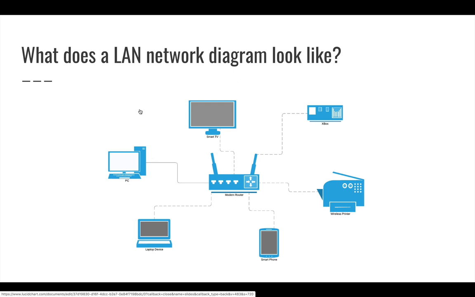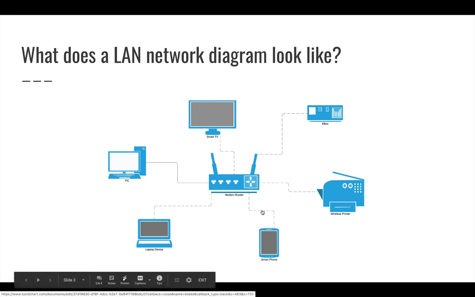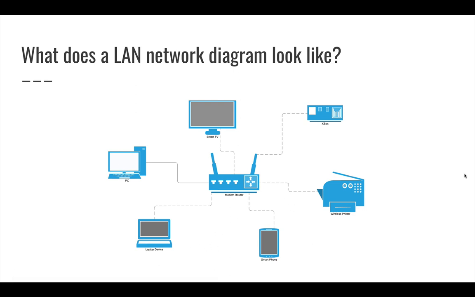So if this is my LAN network diagram for my home, what I'm saying here is that I have a modem router. These are my 1, 2, 3, 4, 5. I only have 5 devices on my network. My smart TV, my Xbox, my wireless printer, my smartphone, and my laptop are all connected to the modem wirelessly. That's what this dotted line means. It means wireless connection. I'm also saying I have a PC. Now, when I draw a solid line, that means it's a wired connection. So that means that on the back of my modem router, where there's all these ports, I've actually plugged one in.